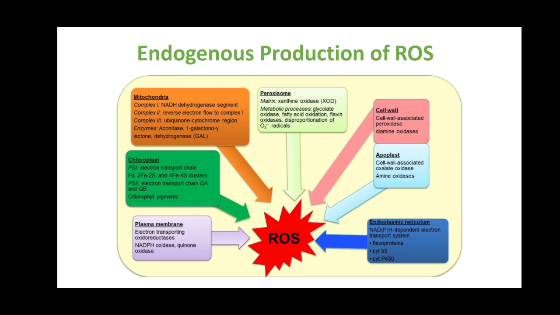And in the mitochondria, where complexes 1, 2, 3 are involved, through the NADH dehydrogenase segment, reverse electron flow to complex 1 and the ubiquinone cytochrome region, there is also a production of free radicals, and in the chloroplast.